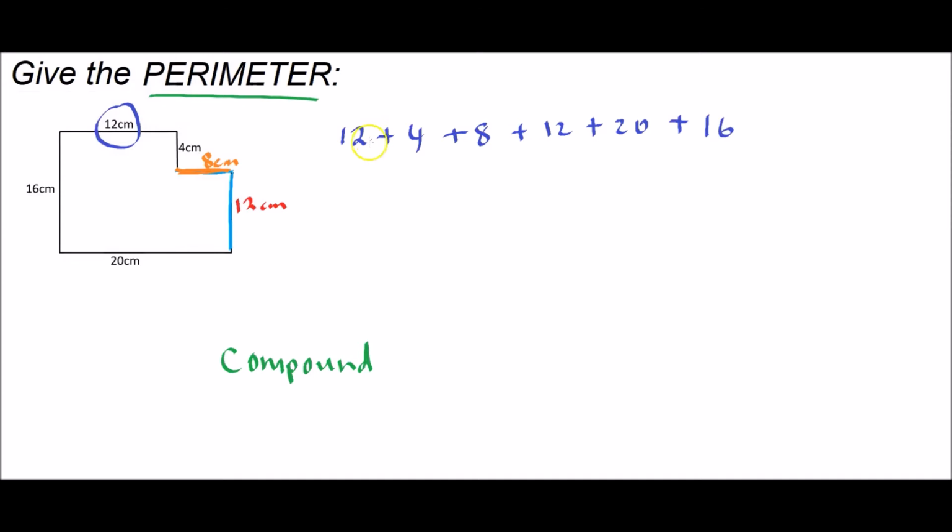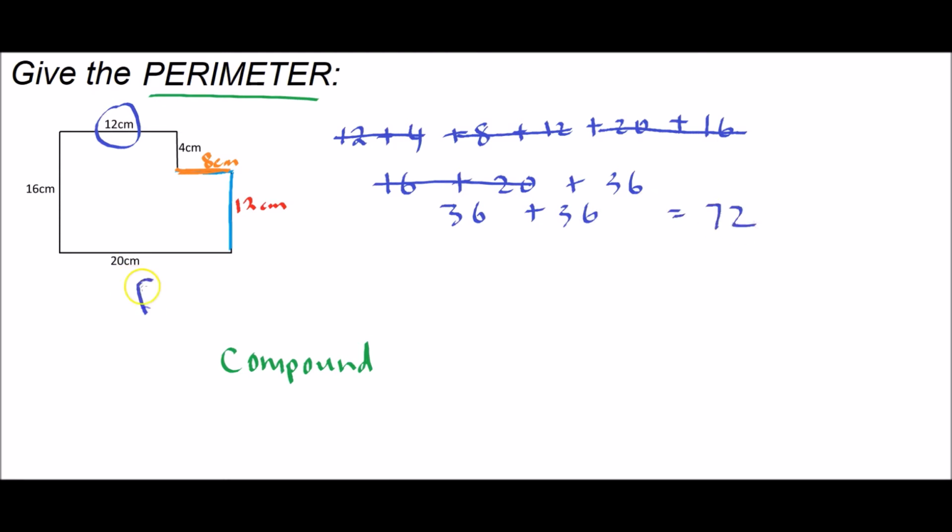Okay, simple job. You can either use a calculator or just add them up manually. That becomes 16 plus 8 and 12 is 20, plus 20 and 16 is 36. Add these guys together, that's 36 plus 36, and 36 plus 36 is 72. So I know that this perimeter equals 72 centimeters.